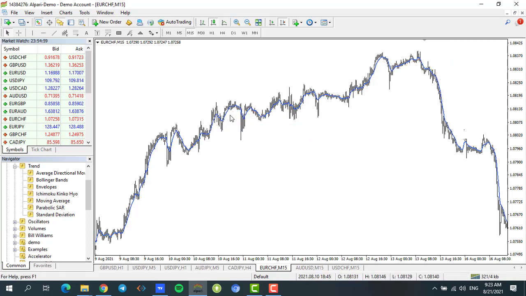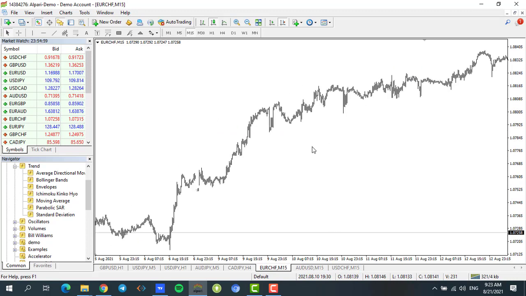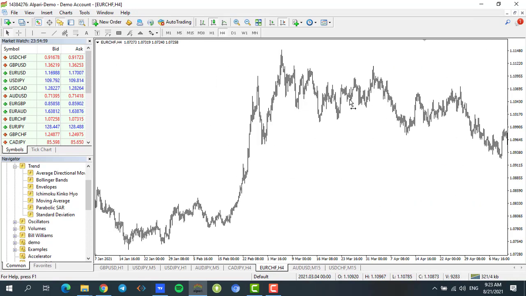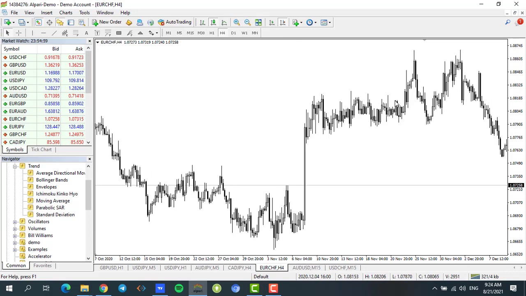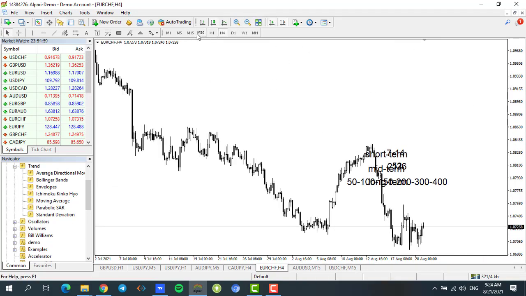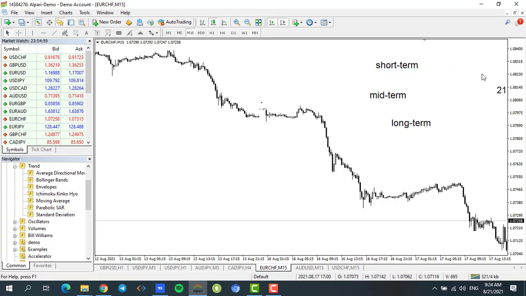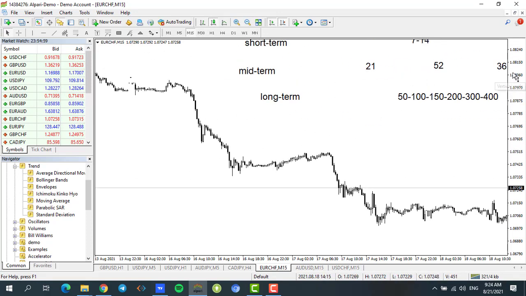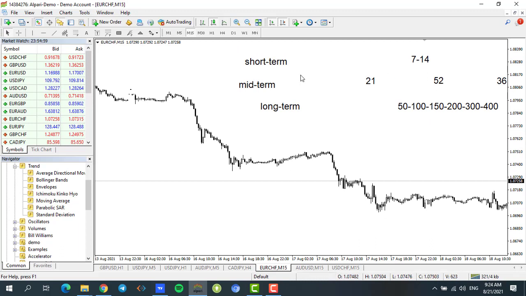Let me delete these indicators. Okay, we insert two moving averages. Let me say one important tip. We need two moving averages. We should use short term with mid term or mid term with long term. We shouldn't use long term with short term, just mid term with long term or mid term with short term.